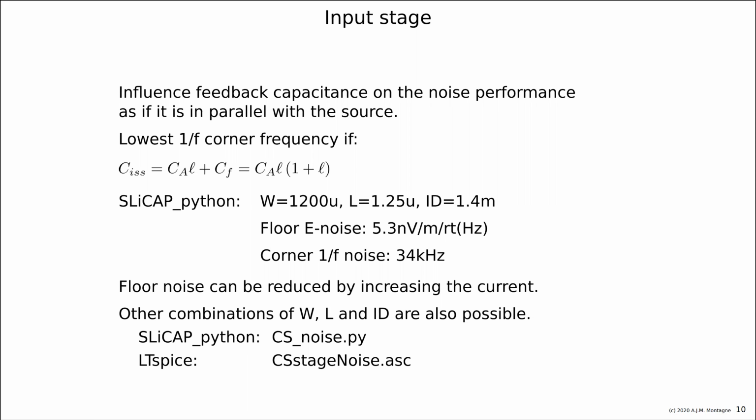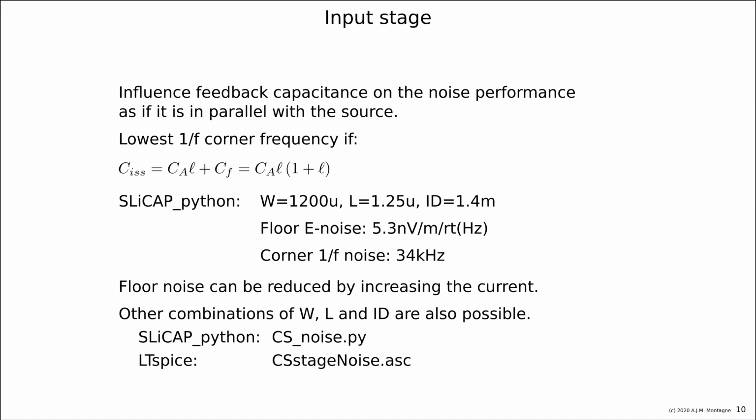Because now the optimum for the lowest 1 over f corner frequency, we already found that we achieve the lowest 1 over f corner frequency if the input capacitance of the transistor equals the source capacitance. But now we have to consider also that CF is in parallel with the actual source CA times L. So we need to make CISS a little bit larger. I will show you in a while the optimization in SliCap.